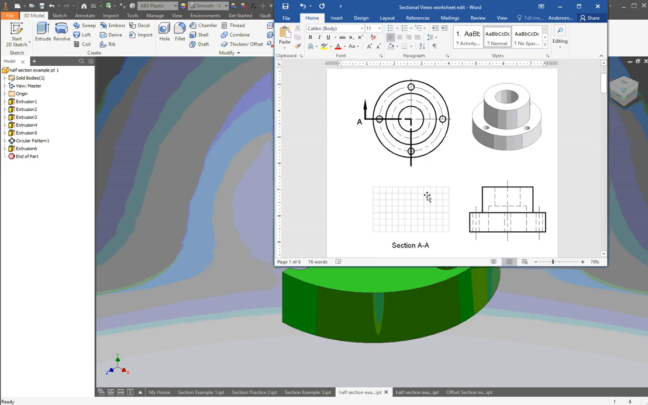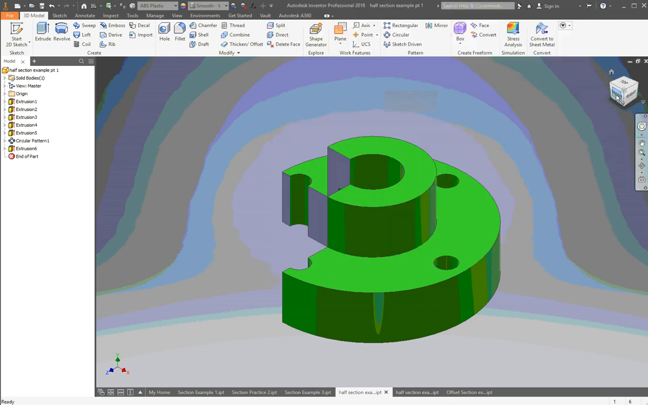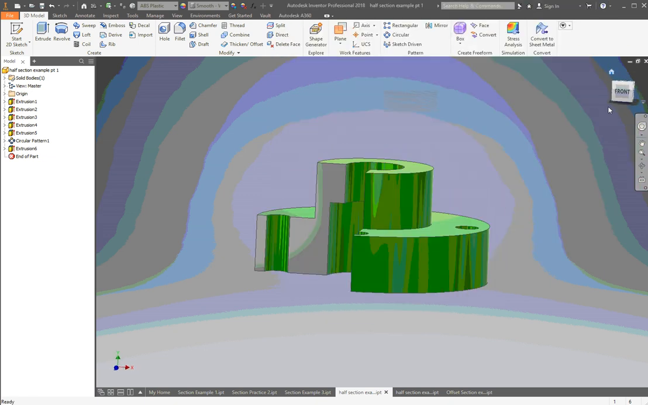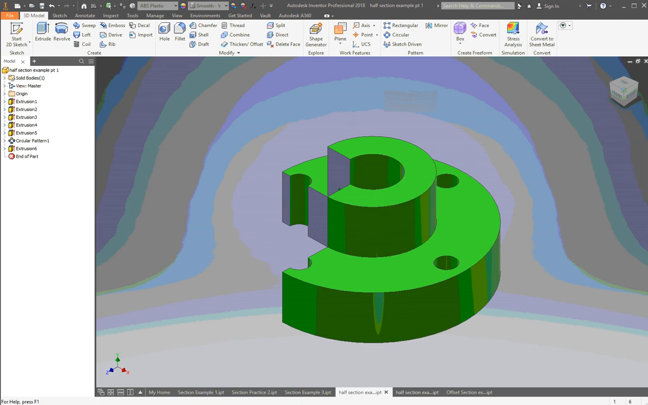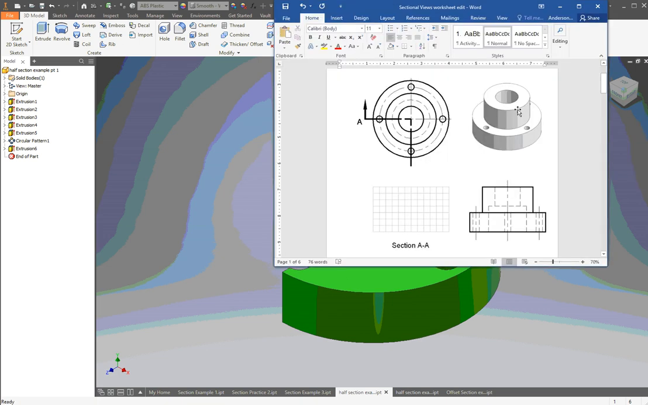And lastly, in your section view, you have no need for hidden lines because you're looking at it. And that's kind of the point. You're looking at the inside. You're looking at what's hidden. So those hidden lines are not necessary. So hopefully this helped you sketch the section view of this part here.